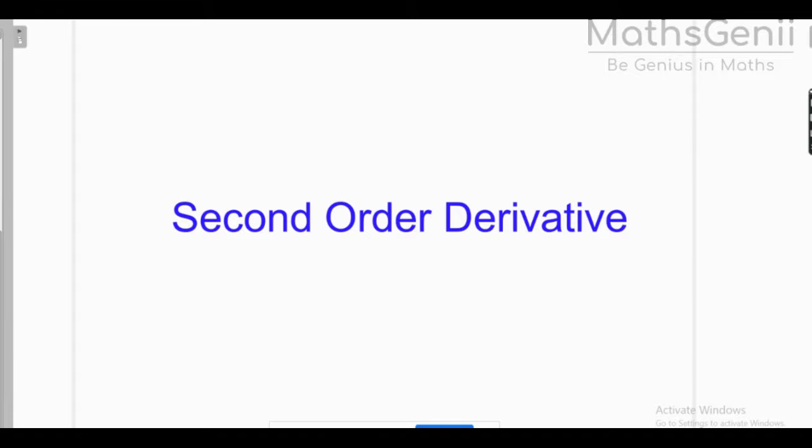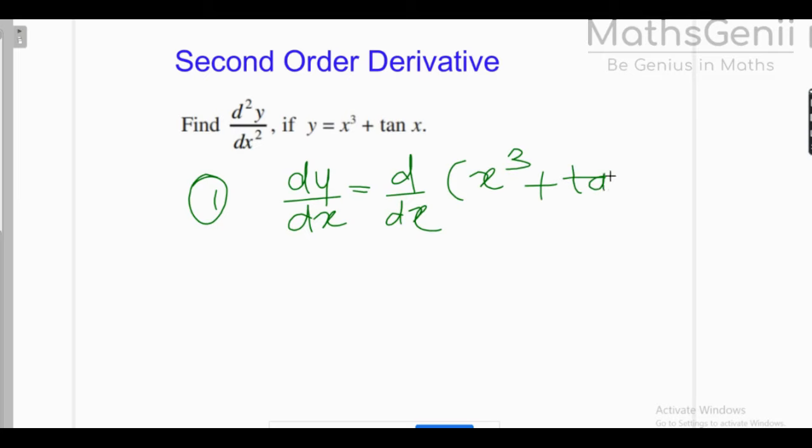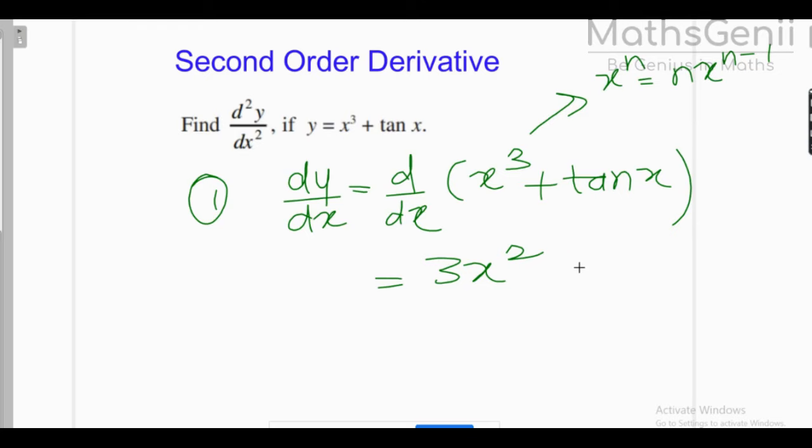Okay. Now let's jump to what a second order derivative means. Let me again take one example for this question. It's very simple. First, you have to find the first order derivative. So solve it normally. So you have this as your question. dy by dx is equal to d by dx. This is how you find it normally, right? What is the derivative of x cube? 3x square, x raised to n formula, nx raised to n minus 1. Plus, what is the derivative of tan x? Tan x derivative is sec square x. Done. This is your first order derivative, as in the degree is 1.